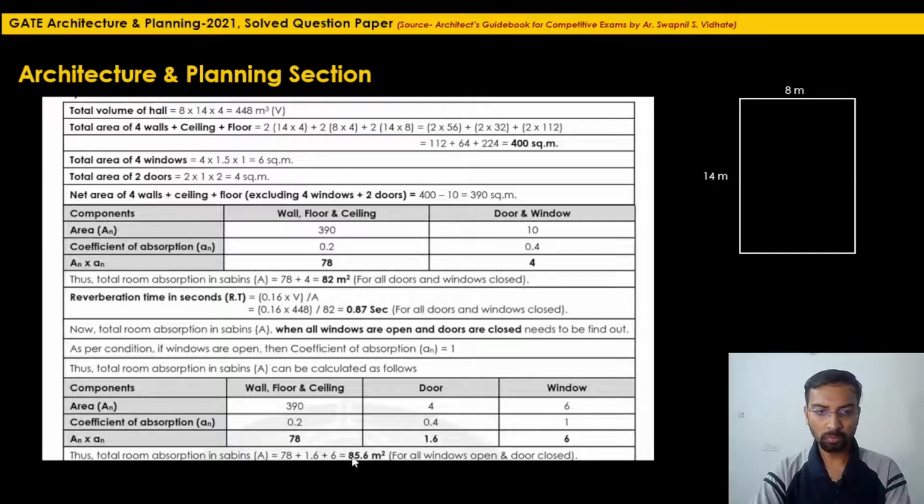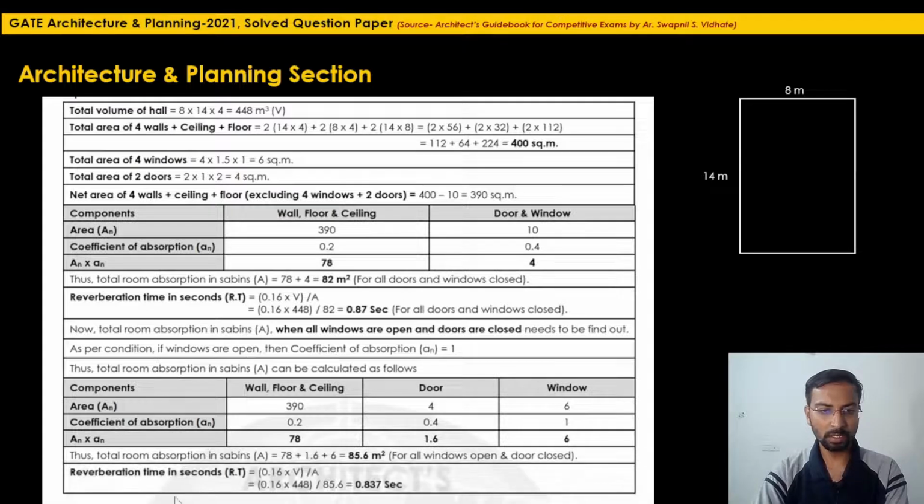Now we have to just put this figure in this equation. We will find out the reverberation time in the second condition. So that is the next step. Very easy example. 0.16 into V, volume is as it is, divided by A, and for this A we will put the new value, 85.6. So the new reverberation time as per this condition, for all windows open and doors closed, will be 0.837 second.